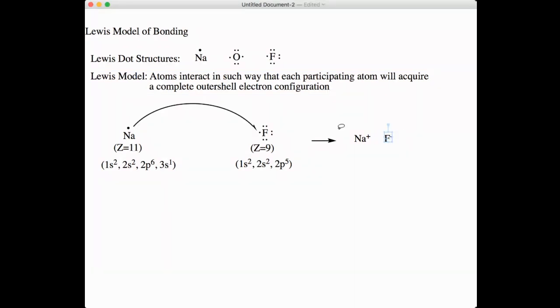So we are talking about ions being formed, right? And this is what we call an ionic bond. So the definition of an ionic bond: there is a transfer of electrons from the lowest electronegative atom to the highest electronegative atom. That's what we define by definition as an ionic bond, okay?